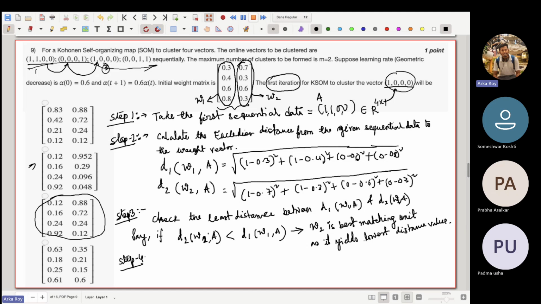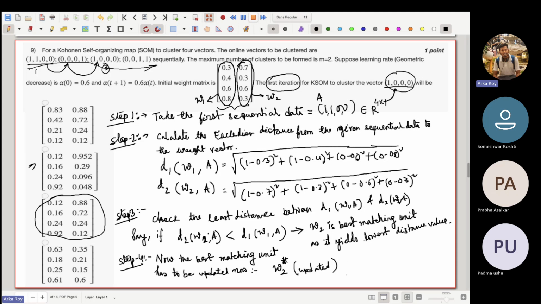And step 4 would be: whichever is found as the best matching unit has to be updated now. In this case, W2 would be updated. Therefore, I am writing W2 star, which refers that it is updated. And how can we update? With the update rule.